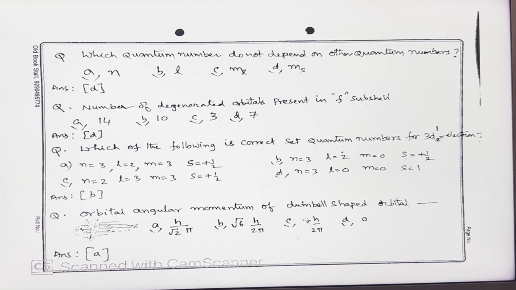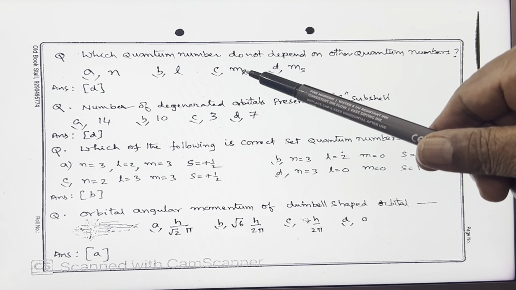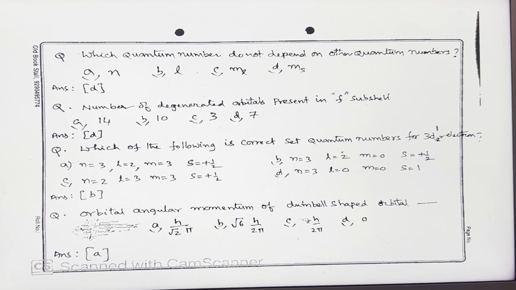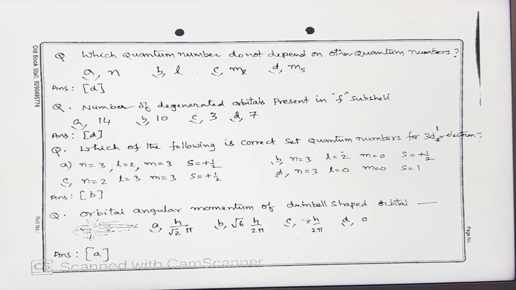Next one is, which quantum number does not depend on other quantum numbers? Principal quantum number, azimuthal quantum number, magnetic, or spin? The actual answer is spin quantum number, D. We can know while discussing the quantum numbers concept. After that you can work out the answers on your own.